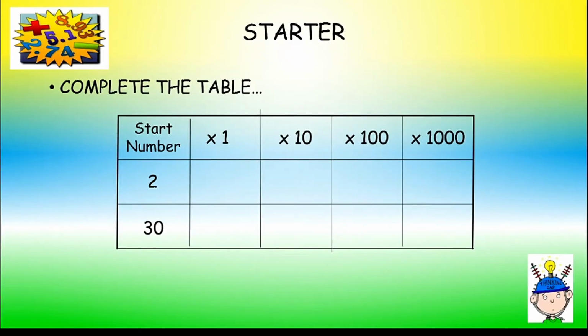Let's continue. Let's complete the table. In our first column, you will see two numbers, 2 and 30. And we will multiply these two numbers by 1, 10, 100, and 1000. Let's begin. 2 times 1 equals 2. We know that all numbers multiplied by 1, the answer is the same.